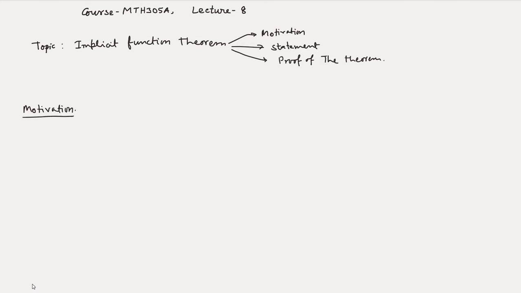As a part of motivation, we consider two examples. So here this is example 1. Suppose x and y are real numbers and consider the relation between x and y given by x square plus y square equal to 1.